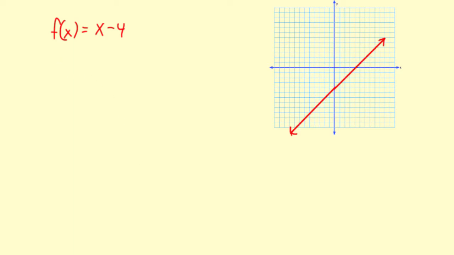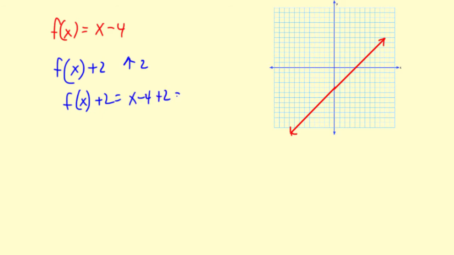Okay, so what if I was going to do f of x plus 2? That is a translation of up 2. So basically what I'm doing is I'm adding 2 to the output. So it would be f of x plus 2 equals x minus 4 and then plus 2. So that works out to be x minus 2. So you'd be moving 2 up because the y-intercept would be 2 greater. So that would be a translation of up 2.